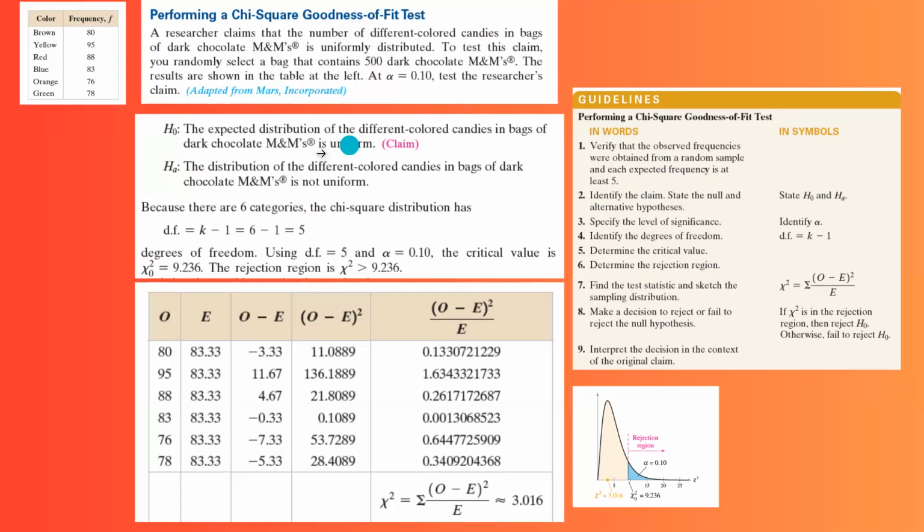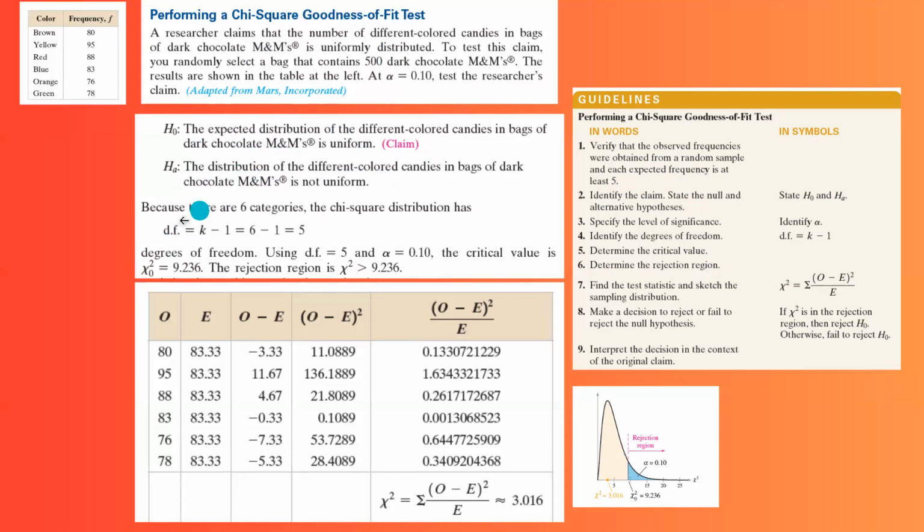The expected distribution of different colored candies in the bag is uniform. This is our claim, because of the word "is", and the alternative hypothesis, which is not uniform, is going to be written here.